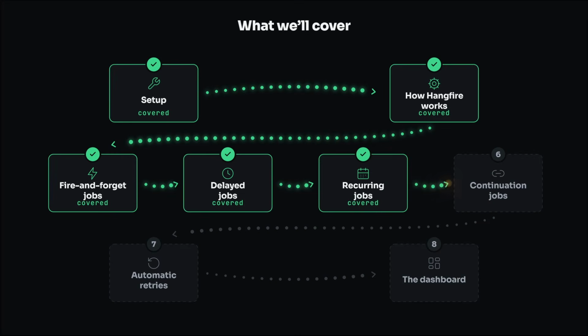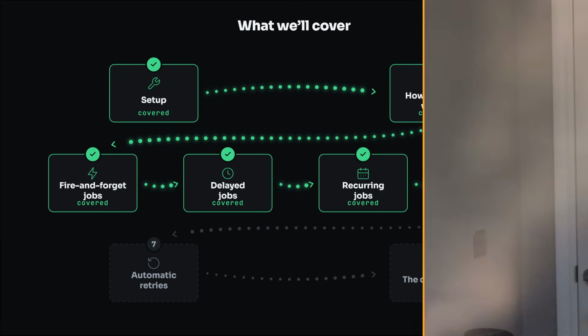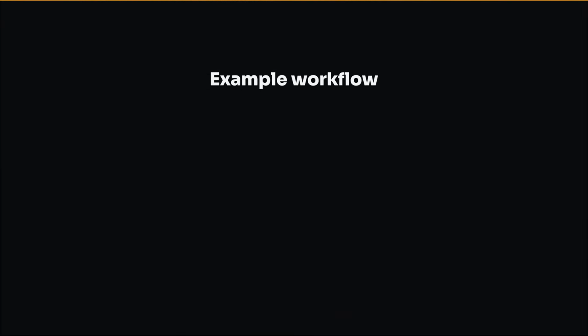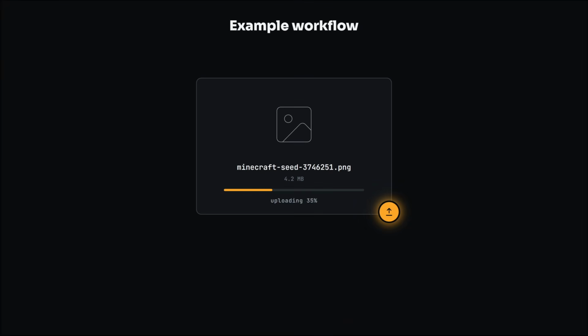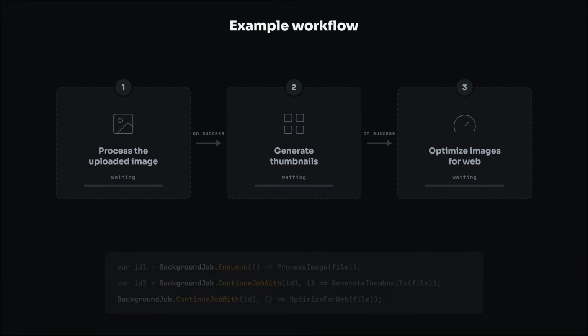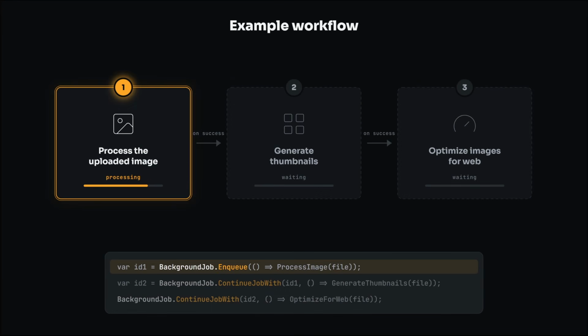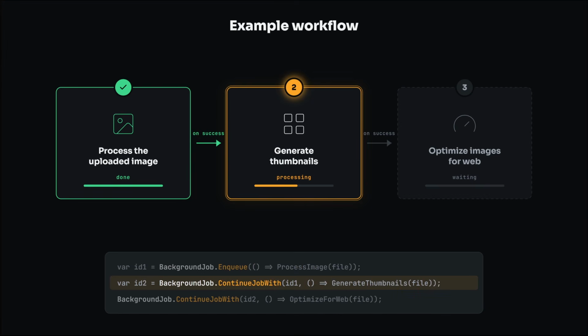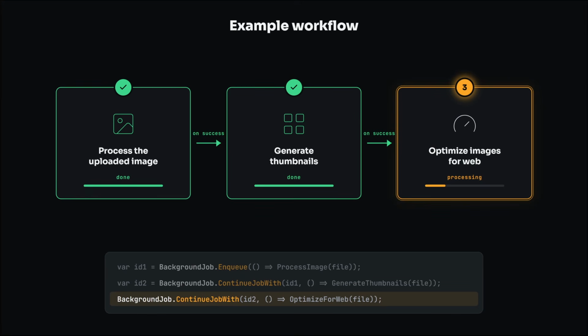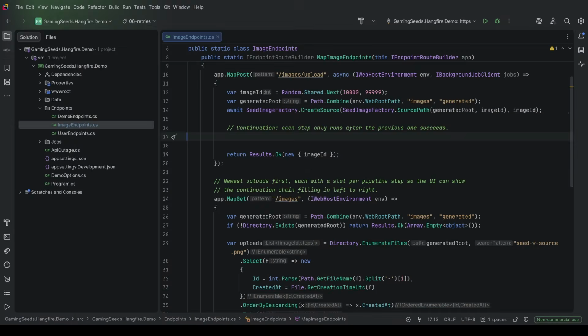And now the final job type, continuations. Continuation jobs run only after another job finishes successfully. This allows you to build workflows where one background task triggers the next. Imagine a user uploads a screenshot for a Minecraft seed. Processing that image might involve multiple steps. Each step depends on the previous one completing successfully. Exactly the chain continuations give us.